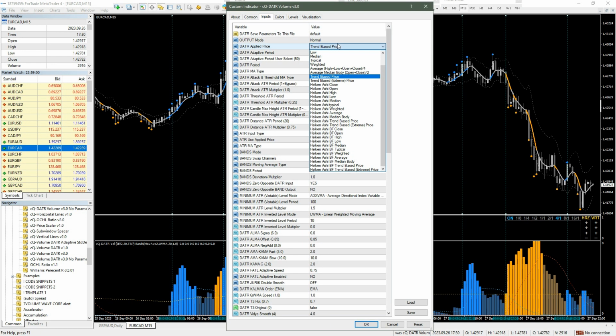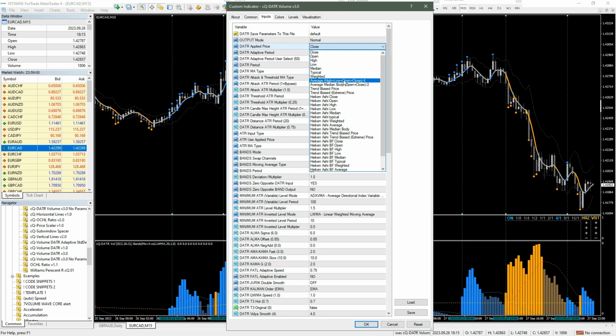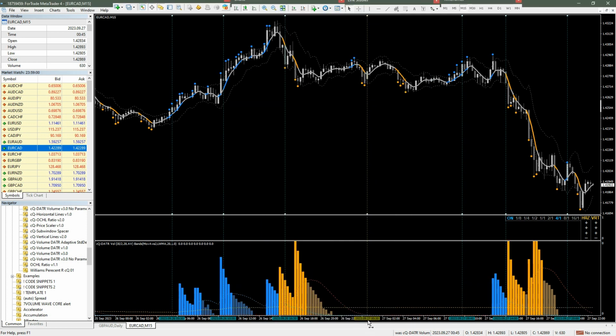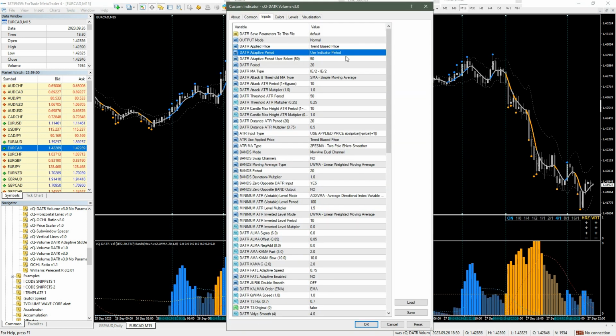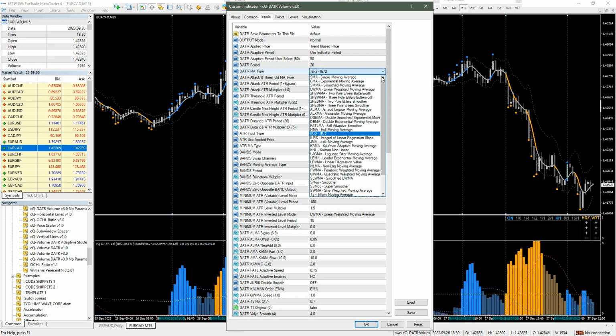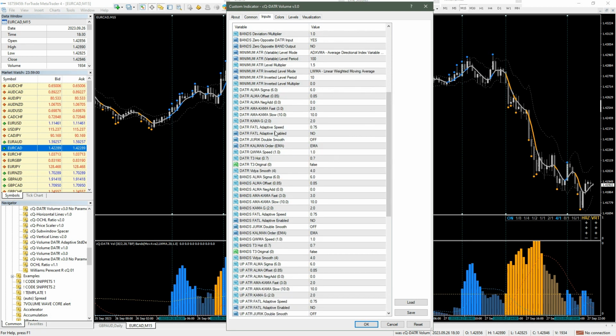You can set the applied price. This will affect how the indicator responds. It also has an adaptive period. This is where you set the period. There's a number of different types of moving averages that you can use. For example, if you were going to use one that had parameters, like AMA, you could go down here.